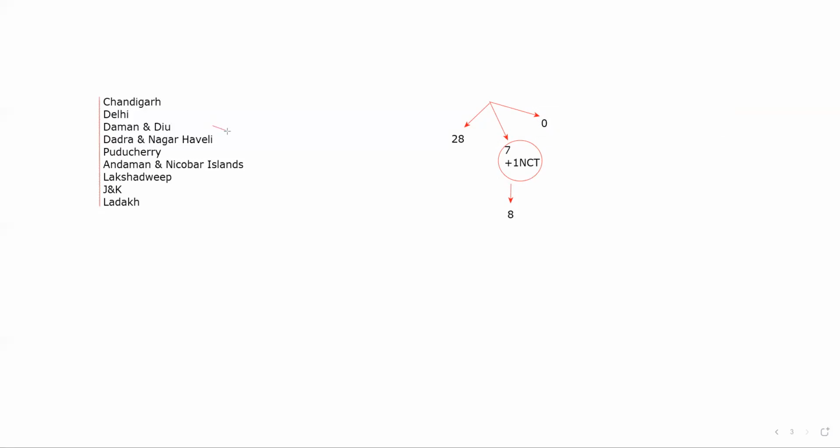Actually, what happened in the year 2020 on 26th of January? Daman and Diu and Dadra and Nagar Haveli have been merged into one, and their name is now Dadra and Nagar Haveli and Daman and Diu. That is the name of this union territory. This is important to note here.